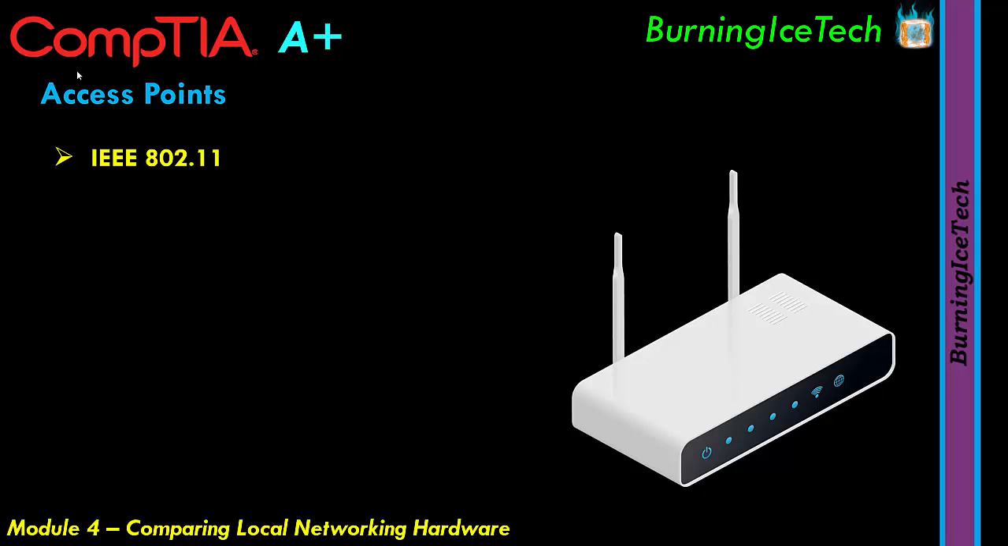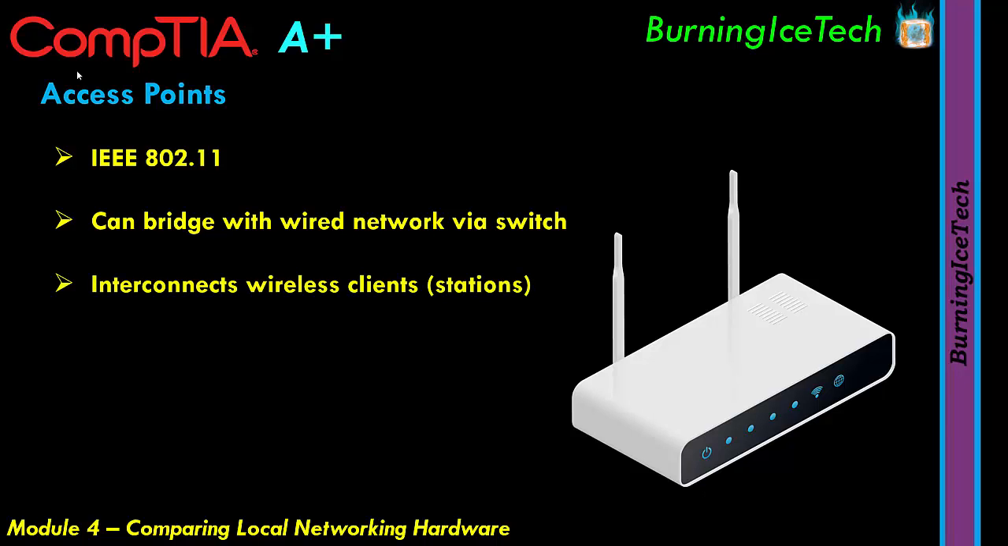It's simply broadcasting it wirelessly so that people can connect to it with their phones, their tablets, or if they want to connect wirelessly with a laptop, they can at least do that. That is the purpose of an access point. So this can bridge with wired networks via a switch. You plug a network cable into something like a switch, you plug the other end of that cable into your access point, and that's going to allow you to bridge with wired networks. It interconnects wireless clients, stations, with one another.